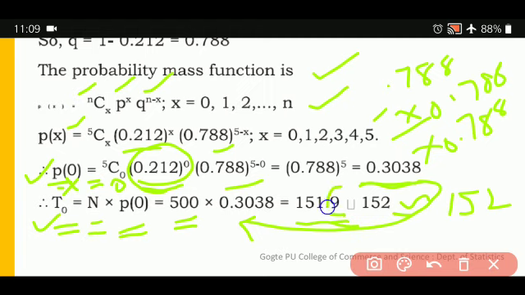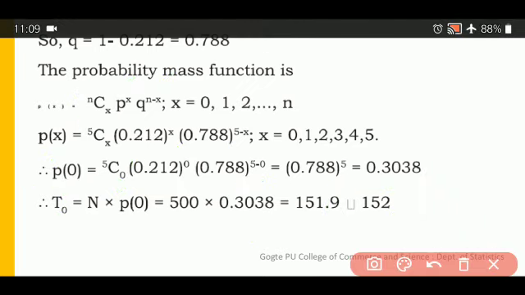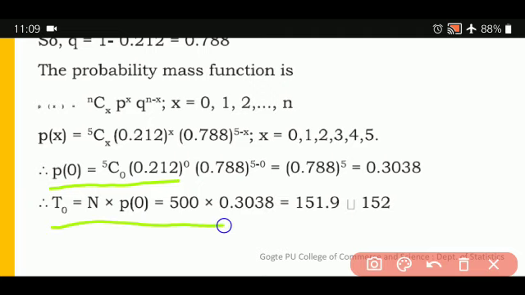And if this is less than 5, you will reduce it, or you will make it as 150. Remember this approximation. So the first term is to find P of 0 and then you find this theoretical frequency. After you find this, then you can apply the recurrence relation. If you do not want to apply the recurrence relation, you can go with the same formula.